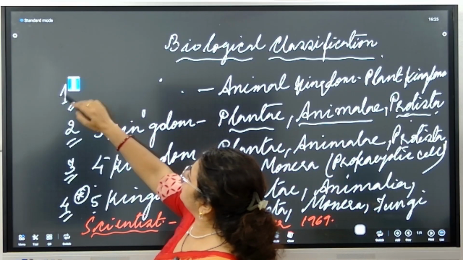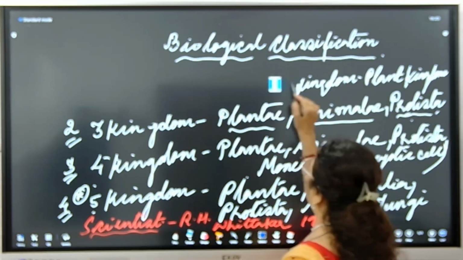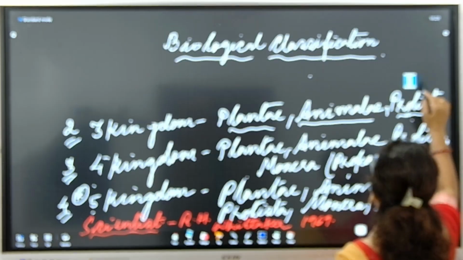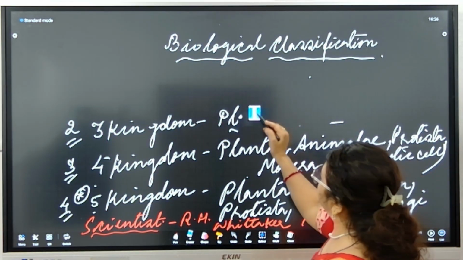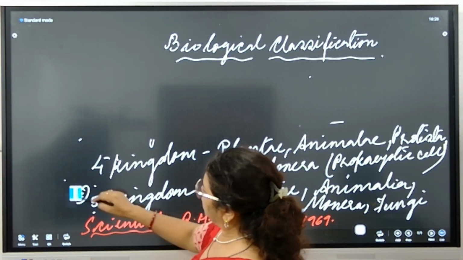So now we are going to the criteria. What should be the criteria? Criteria will be morphological. Criteria will be the nutrition pattern. Okay, so let us read the criteria according to the classification, the history of the classification. How?